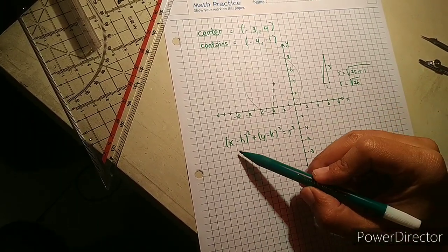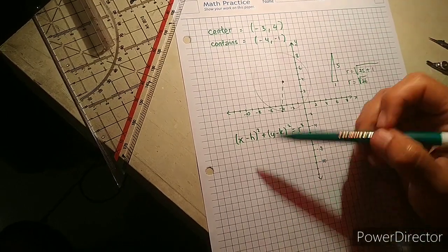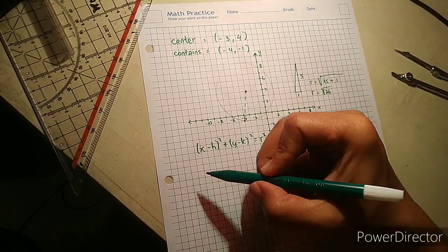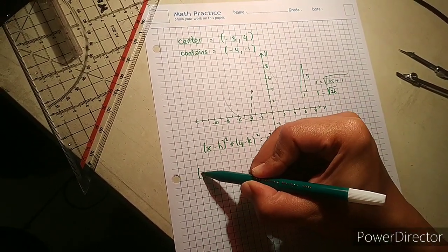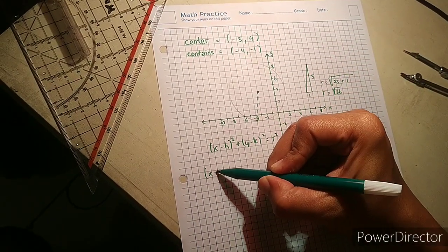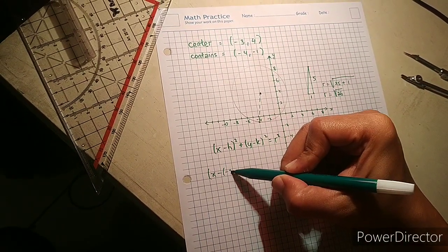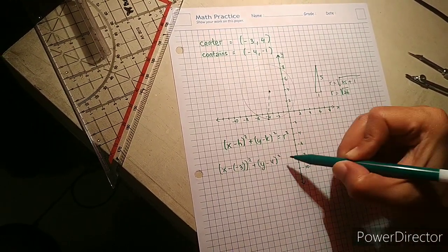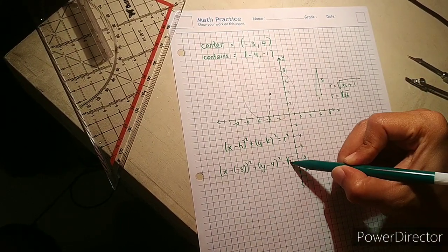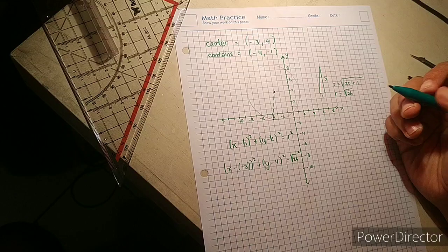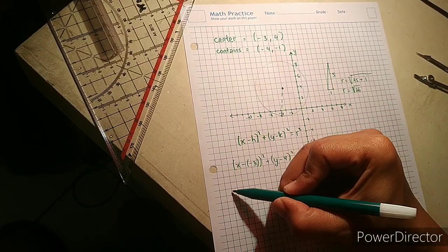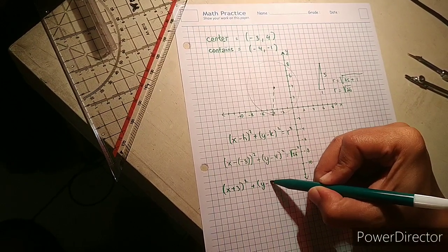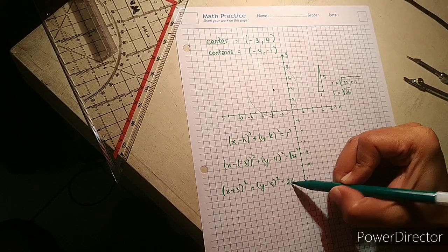So let's go back to the equation. Let's find the equation, because you know the center and you know the radius. So just take all of the information. We have the x center, so it is (x minus negative 3) squared plus (y minus 4) squared equals the radius, the square root of 26, squared. Okay, let's simplify this. So we will have (x plus 3) squared plus (y minus 4) squared equals 26.